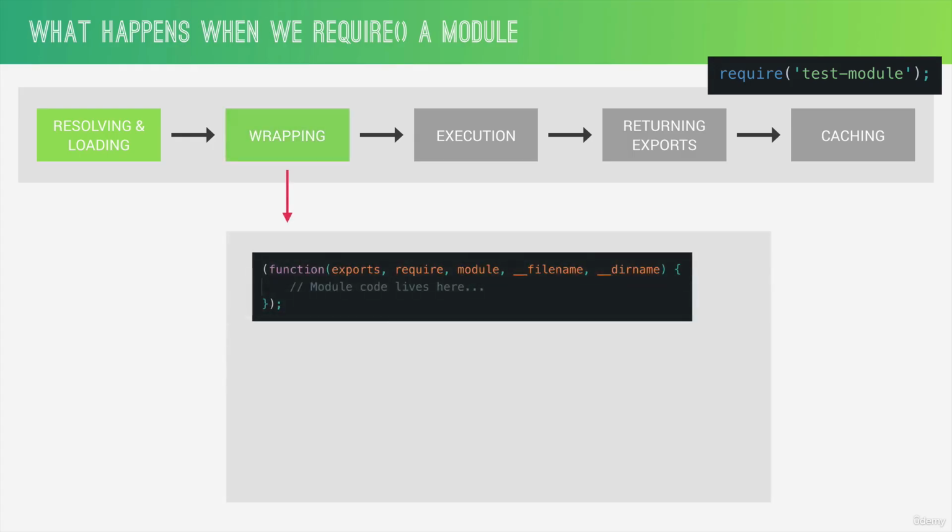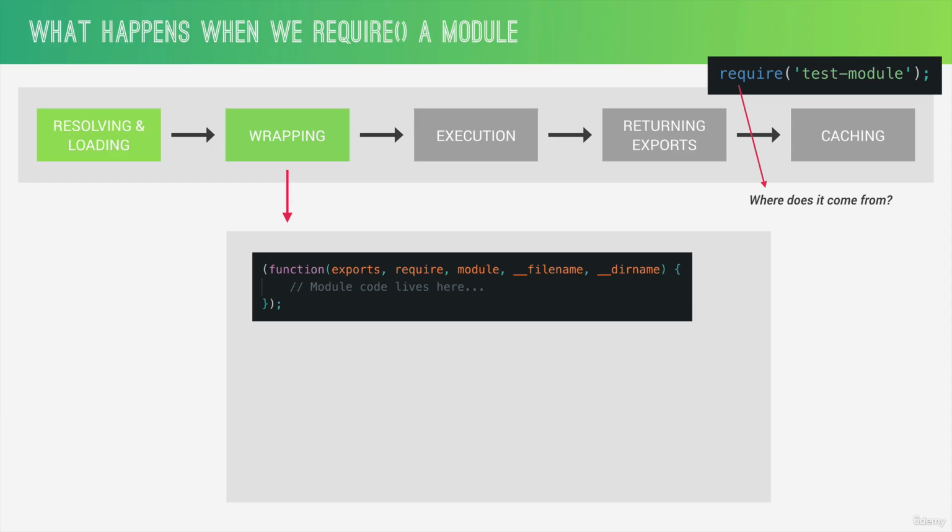Alright, moving on. After the module is loaded, the module's code is wrapped into a special function, which will give us access to a couple of special objects. This step is where the magic happens. It is here where we get the answer to the question, where does the require function actually come from, and why do we have access to it? Well, it's because the Node.js runtime takes the code of our module and puts it inside the immediately invoked function expression, or IIFE, that you can see here.